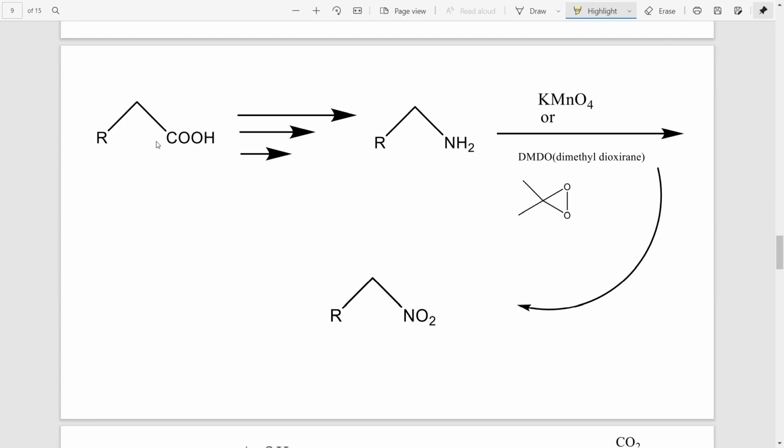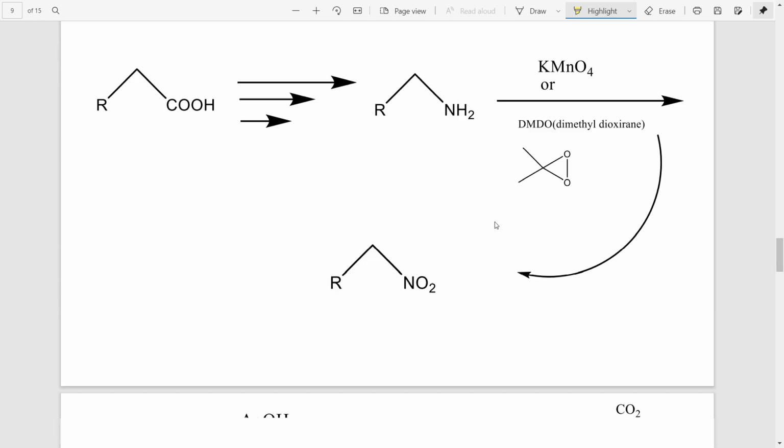Now let's see from acid to nitro. This is a very difficult conversion. First we need to take help of the previous step and first have to prepare amine with one carbon less. After that we have to use a very strong oxidizing agent like potassium permanganate or DMDO, dimethyldioxirane, which is very strong oxidizing agent, and nitro will be prepared. It is a very explosive reaction. Generally nitro group preparation is a very explosive reaction.